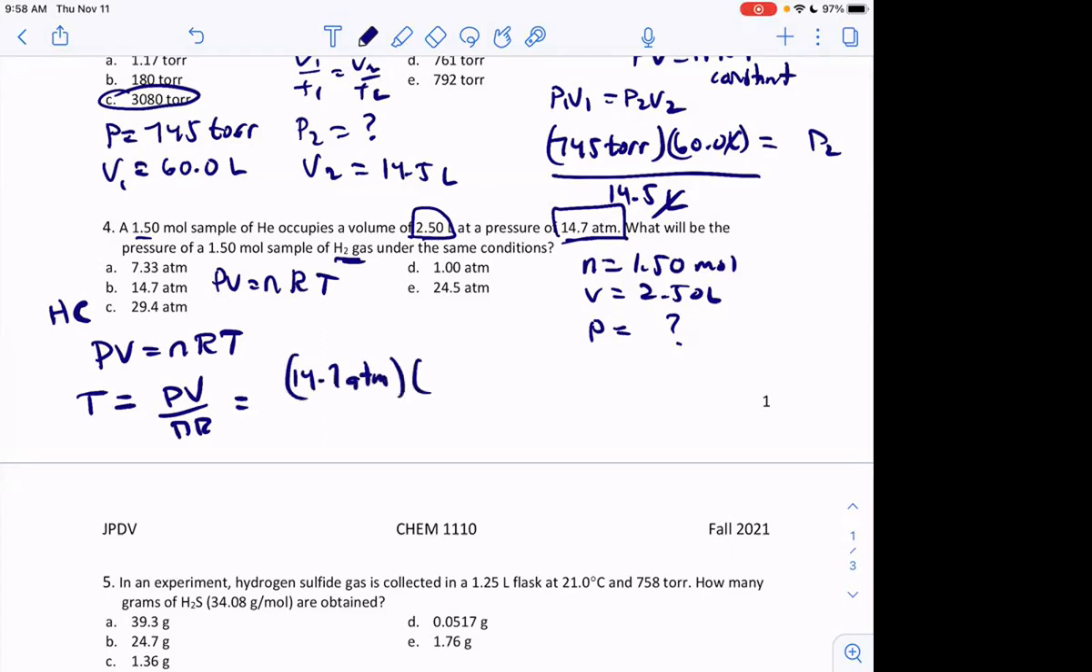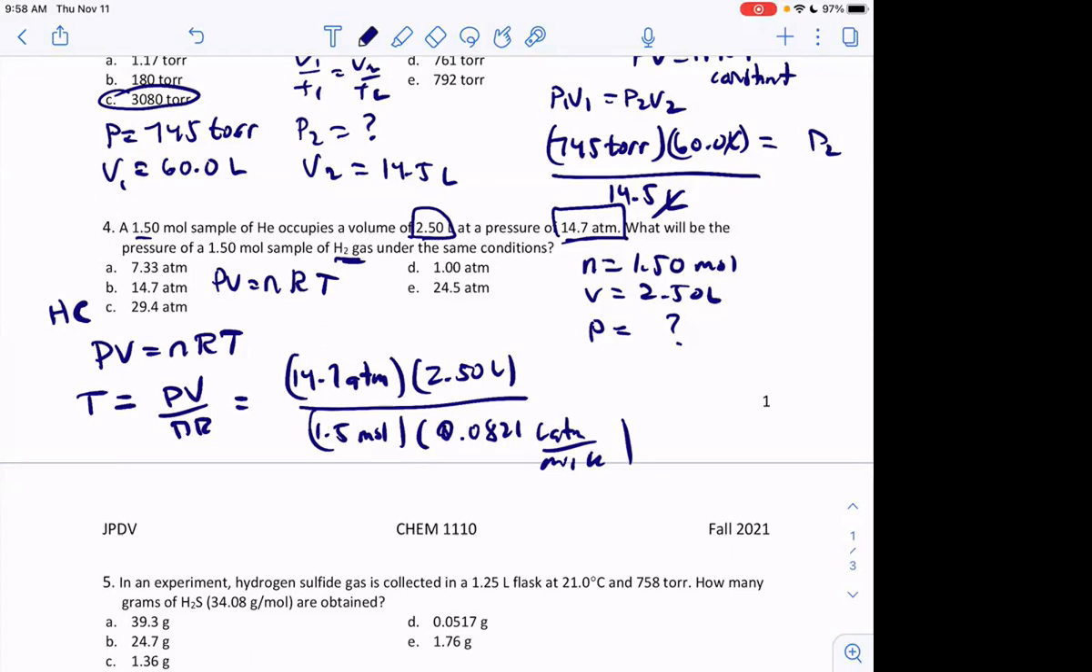It's a little bit tricky problem because of the wording. It threw me a couple times. Volume 2.5 liters, 1.5 moles. And then R is always going to be given to you: 0.0821 liter atmospheres per mole Kelvin. That'll get us temperature, and then we can use that temperature in our hydrogen calculation.